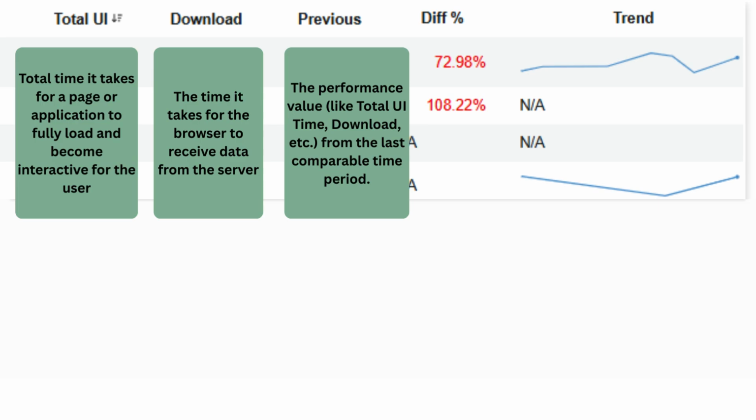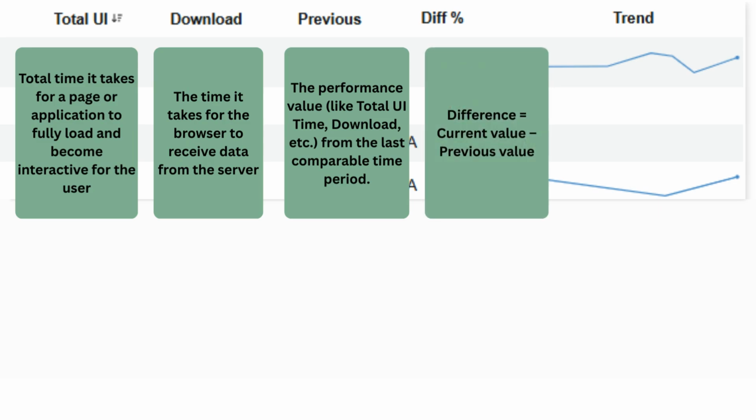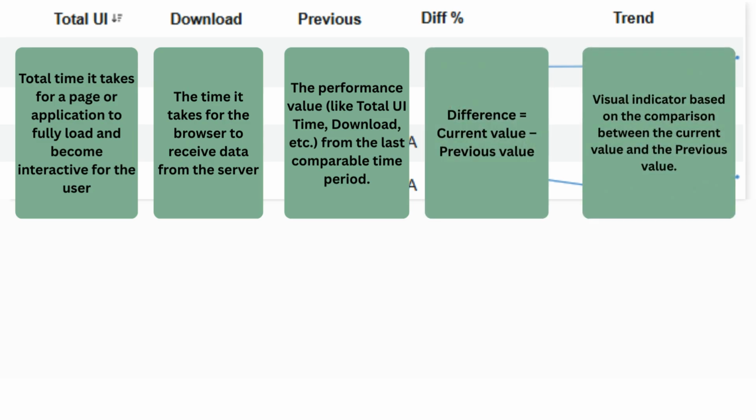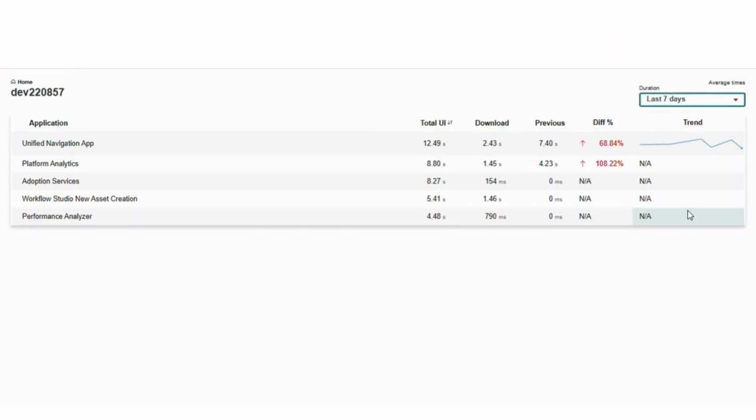Difference tells you how much performance has changed between two time periods. Trend shows whether performance is improving, staying the same, or getting worse over time. The application section in Performance Analyzer shows all the ServiceNow applications, frameworks, or custom apps that are contributing to the page rendering. If an app has UI components that are being loaded, it will appear here with its performance metrics. That way, you can measure which part of the platform is making your page slow.